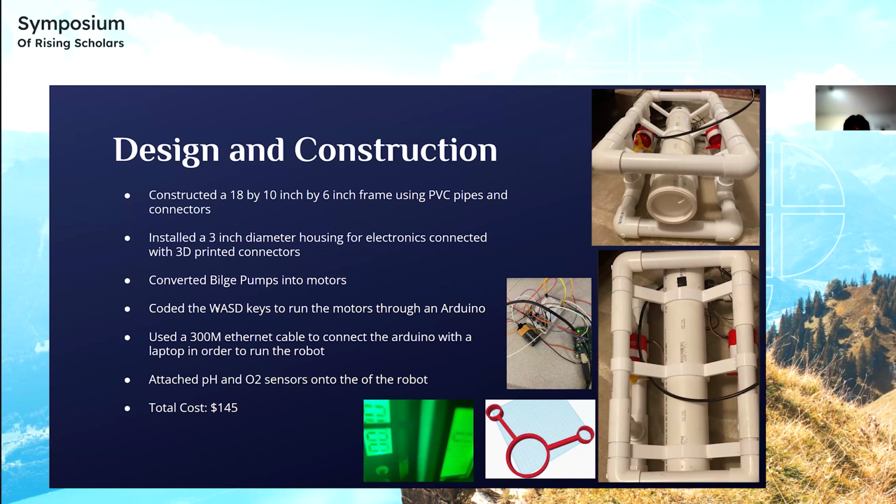And I coded and programmed the WASD keys to run the motors through an Arduino, which you can see here. And I used a 300-meter Ethernet cable to connect the Arduino with a laptop to run the robot, which took a bit of time. Then I attached pH and O2 sensors onto the robot, which you can see here, which allows lifetime monitoring of the oceans. And the total cost of this whole thing was about $150, which is pretty expensive.